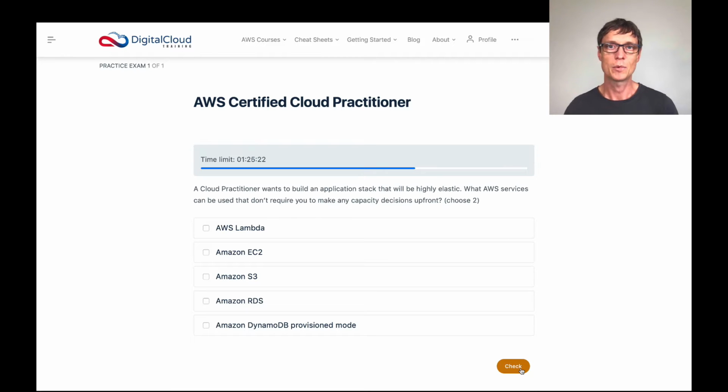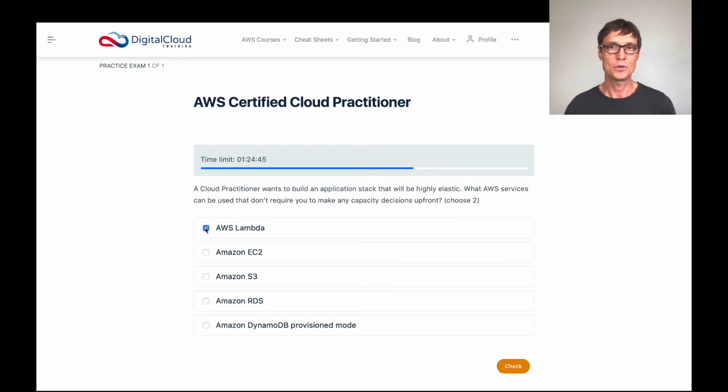The first one is AWS Lambda. Lambda is a function service, so it's one where you run code as what's called a function. It's a serverless service, and it's probably the most well-known serverless service as well. That basically means you don't need to choose an EC2 instance type. You don't pay for one. You just pay for the amount of time your code is executing and the amount of memory allocated to your function. So Lambda is definitely a service you don't need to make a capacity decision on up front. I'm going to go straight ahead and select Lambda.